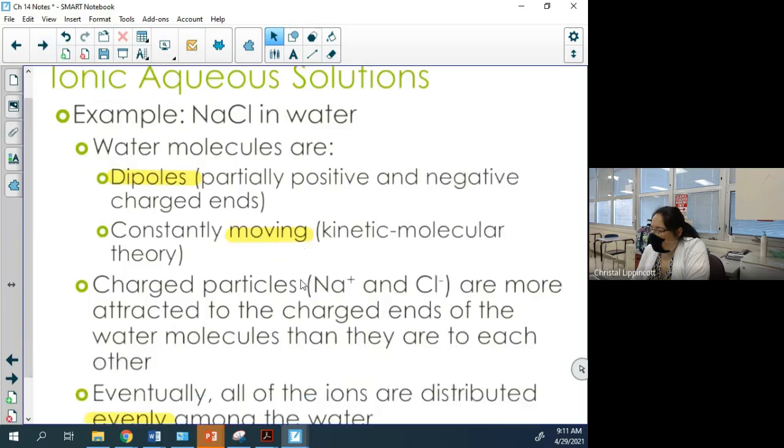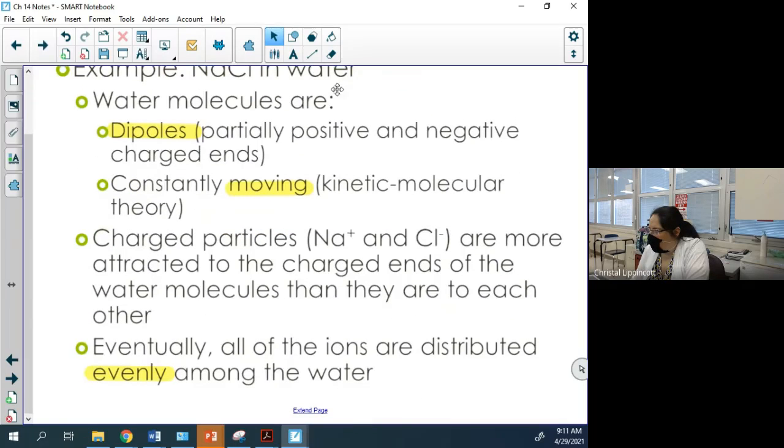So we've talked briefly about salt water before. And the water, remember the water has these dipoles. It's got these positive and negative dipoles. And it's also constantly moving around.